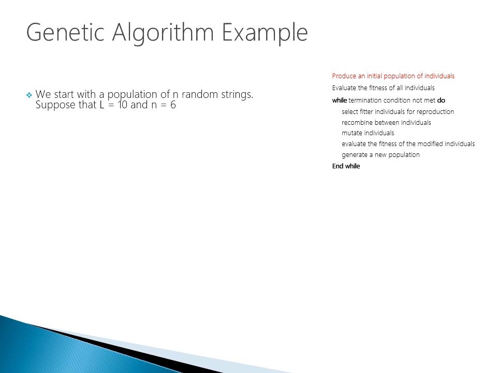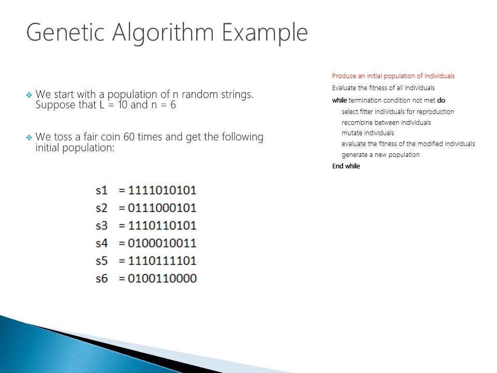So let's start with a population of n random strings. Let's suppose that our bit string length is 10 and n is equal to 6. We're going to toss a fair coin 60 times. And when we do this, we get the following initial population. So I have a population of 6 random strings. Each one of these 6, I have 10 bits of information, and I'm flipping a coin. So heads is 1, tails is 0. I'm just flipping my fair coin. And this is what we get in the population.